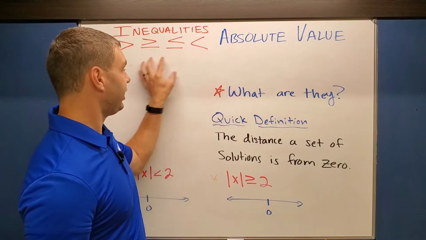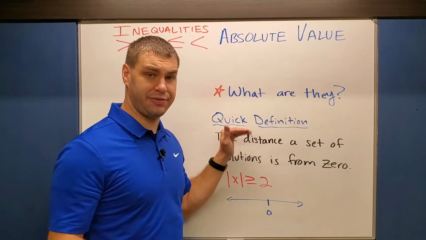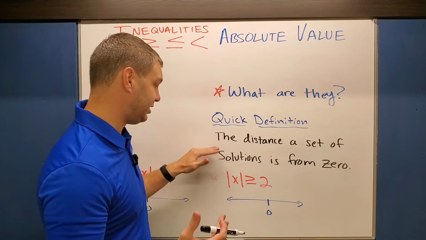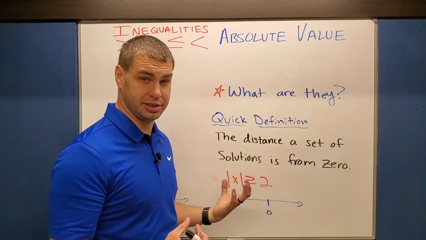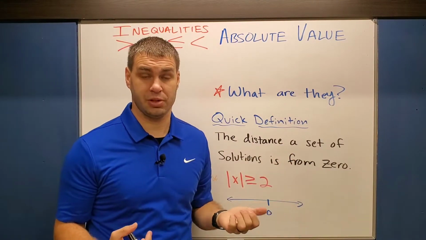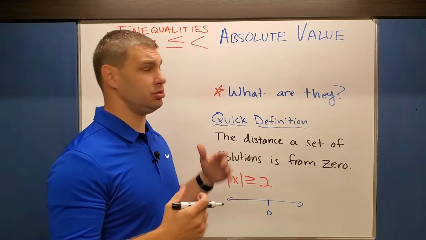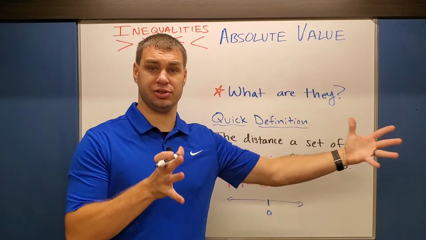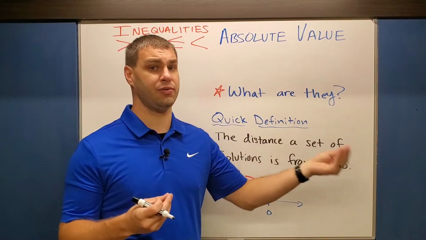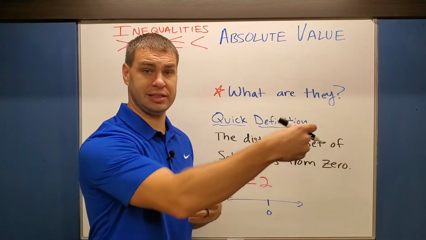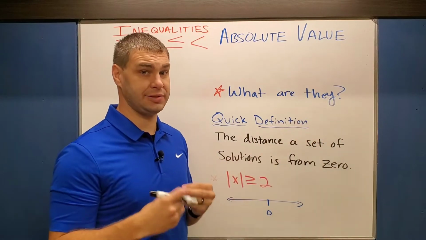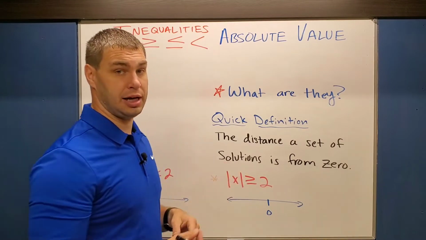All right, so what are they? What are absolute value inequalities? Okay, a quick definition we're gonna use for this video is just the distance the set of solutions is away from 0. Okay, so remember back to just regular inequalities, that was a range of solutions, right? If you had x is greater than 4, x could be 5, 6, 7, 8, anything bigger than 4 would satisfy that. It'd be a solution of that inequality.